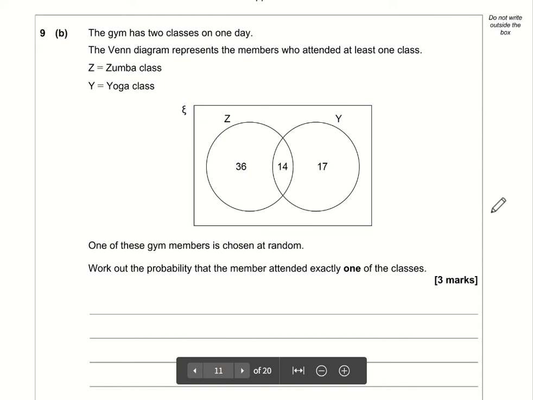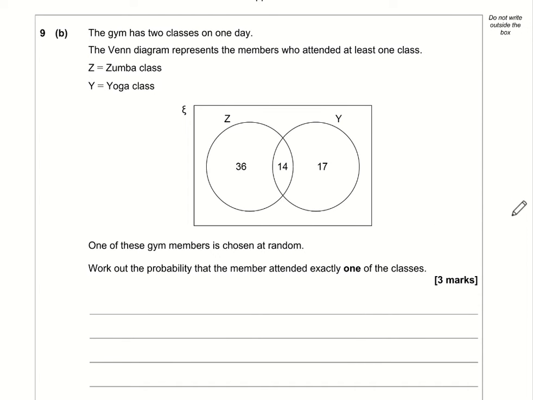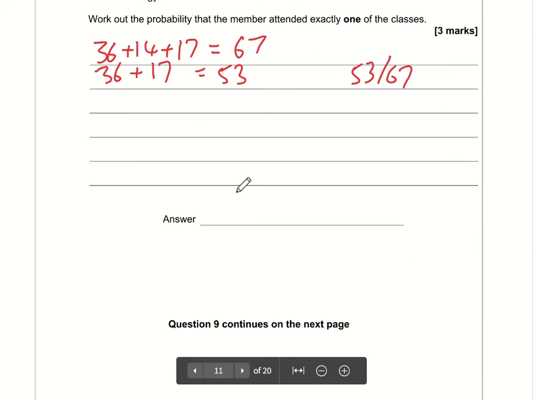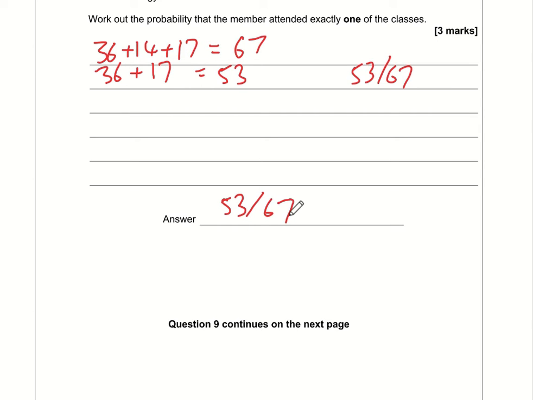Moving on to part B, we want to work out the probability that the member attended exactly one of the classes. Well, first of all, how many people are there in total? Well, that is going to be 36 plus 14 plus 17, and that comes to a total of 67. So of the 67, how many attended exactly one? Well, that's everyone apart from the 14 that attended both. So that is 36 plus the 17, and that is 53. So therefore 53 out of the 67 attended exactly one of the classes. So there's our answer, 53 over 67.